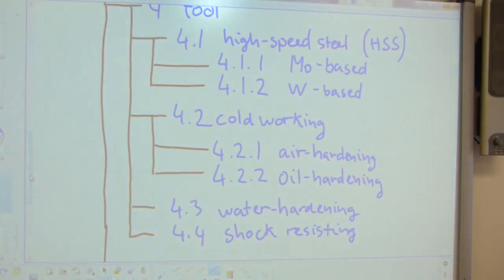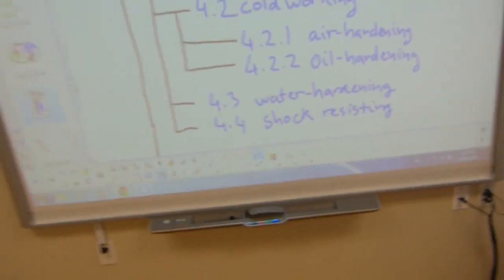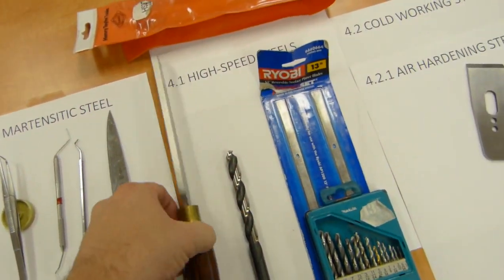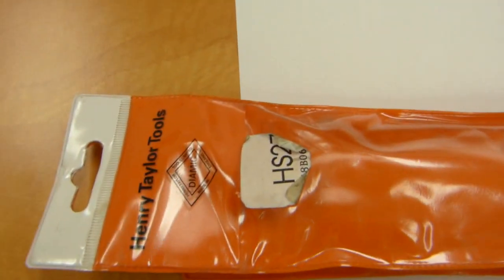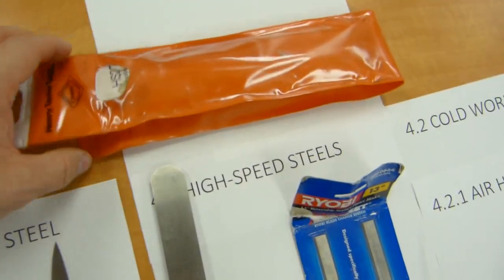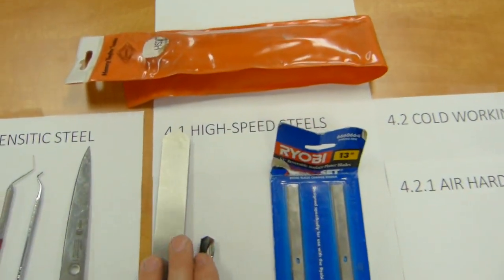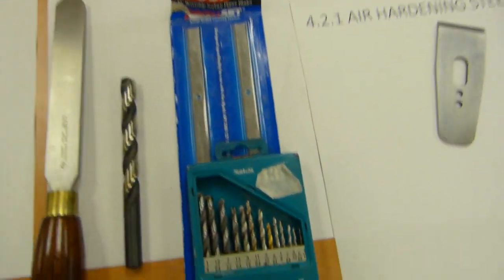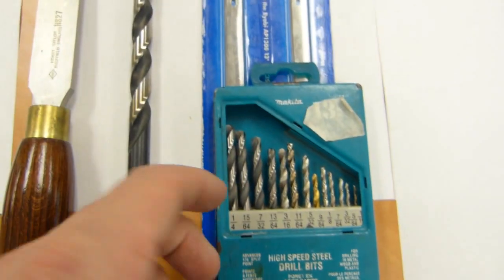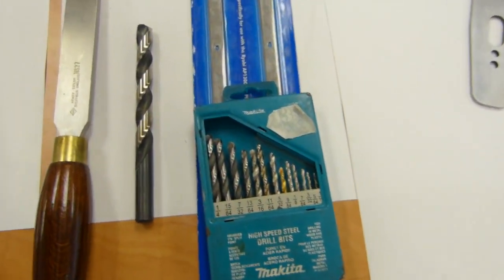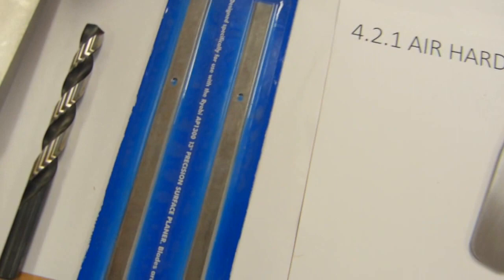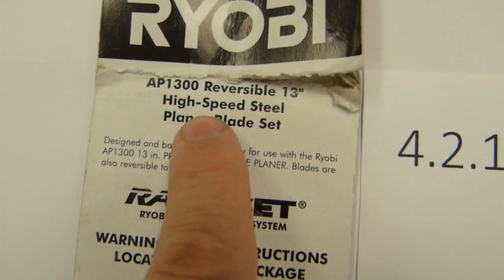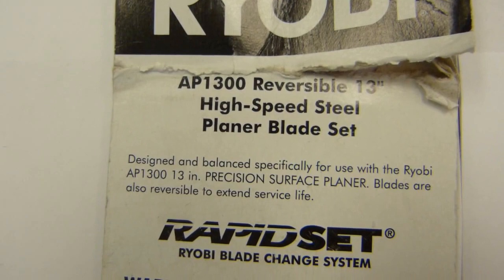And over here, let's just get the light on. Over here at the table, this one is an M2 molybdenum turning tool manufactured by Henry Taylor Tools in Sheffield, England, and so it belongs to the tool steel groups, high speed steel. So this is molybdenum steel, it's M2 actually. This drill bit is unknown, but it's a high speed steel drill bit. I don't know where this came from, or whether it's tungsten based or molybdenum based. This same case applies to this Ryobi surface planer blade. All it says on its backside here is that it's high-speed steel.